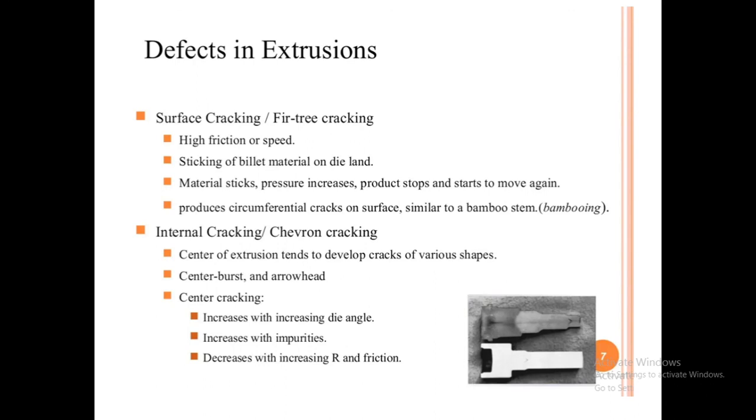Then the product has circumferential cracks on the surface, similar to a bamboo stem. Just like with bamboo, where the rings are on the outer surface, similarly in the extrusion process such defects, which we call circumferential cracks, are also developed in the material.